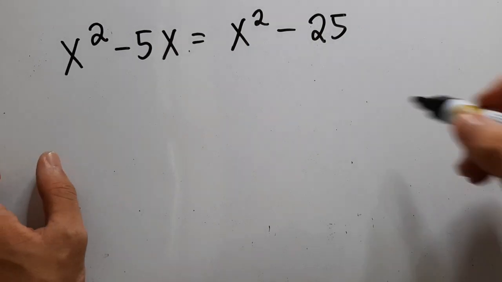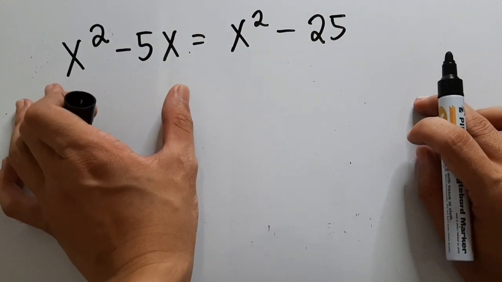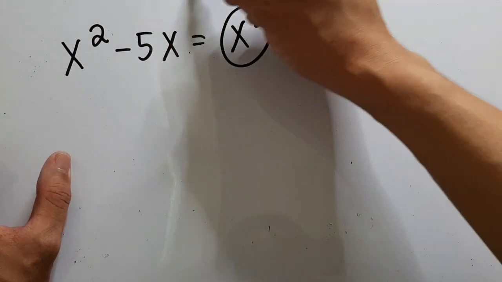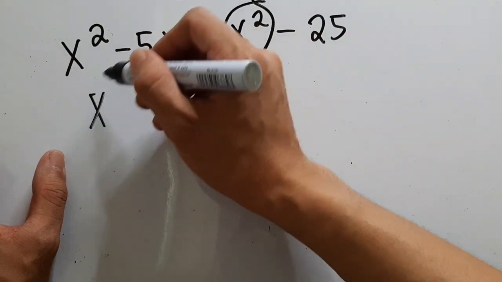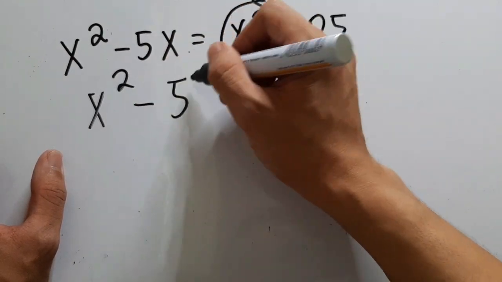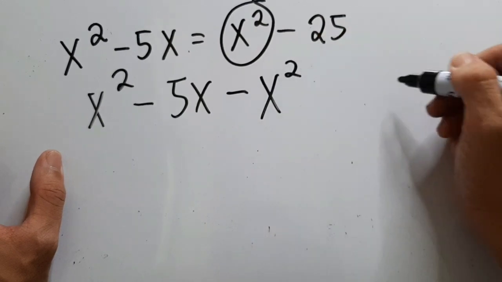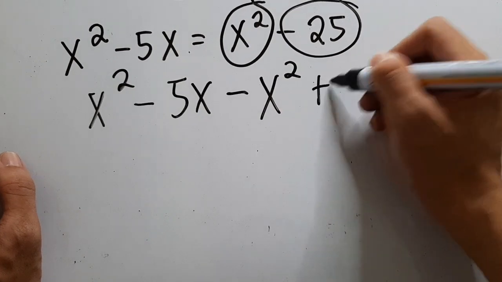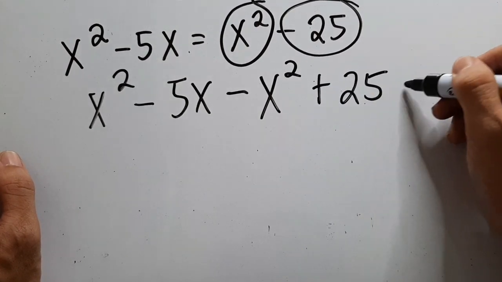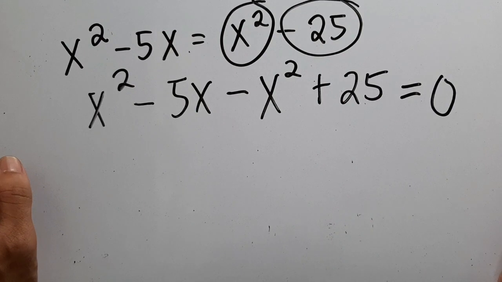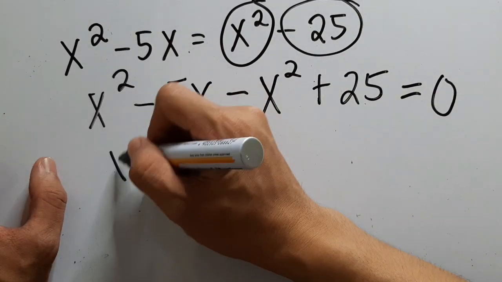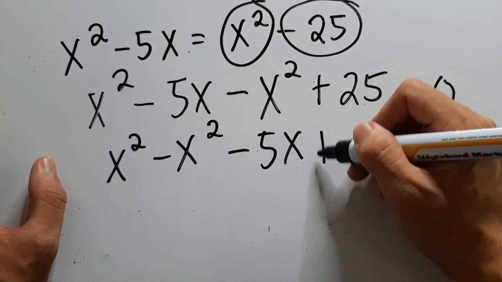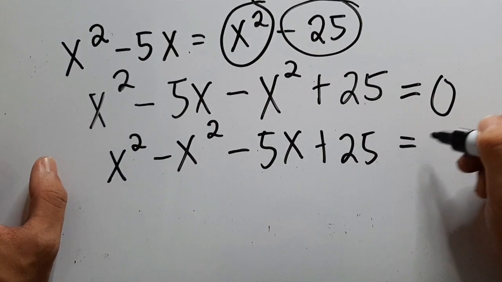So we have x squared minus 5x. Magre-remain na sila sa side na yan. So this x squared, kapag nilipat sa kabila, magiging negative. So we have x squared minus 5x minus x squared, and then this negative 25, pag nilipat sa kabila, magiging positive. So we have positive 25 equals 0. Ngayon, i-arrange natin sila. So we have x squared minus x squared minus 5x plus 25 equals 0.